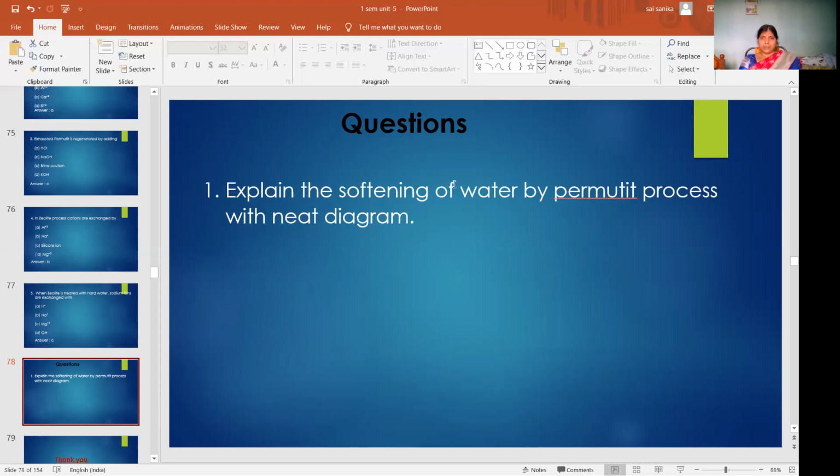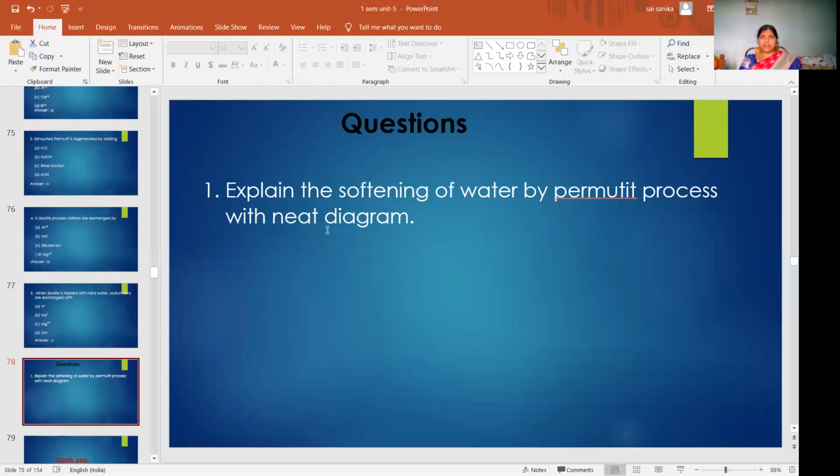When hard water is passed through the permutit, whatever sodium ions are present in the permutit are replaced by calcium and magnesium ions, with those equations. The permutit is exhausted, and again it is regenerated by passing 10% brine solution, with those equations. While passing hard water, you should check that mineral acid and turbidity should not be there, because they cause harm to the permutit.